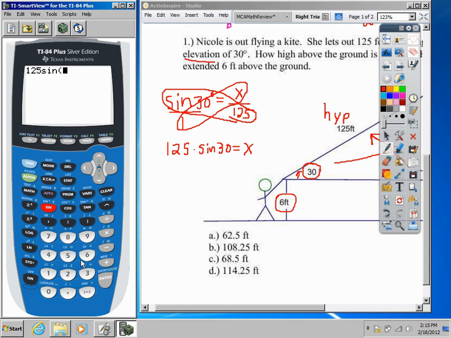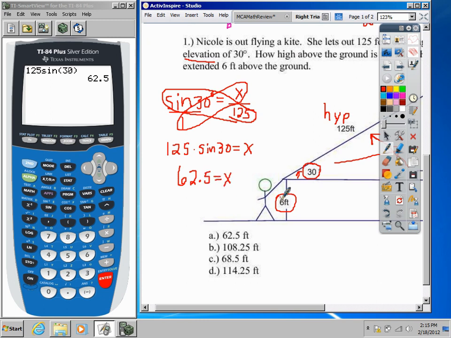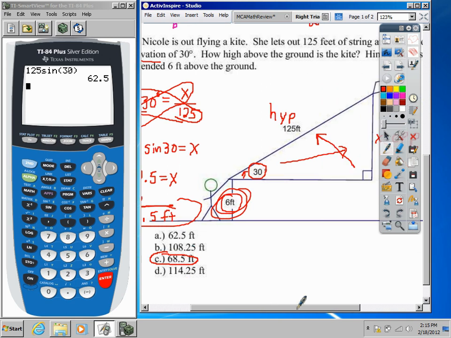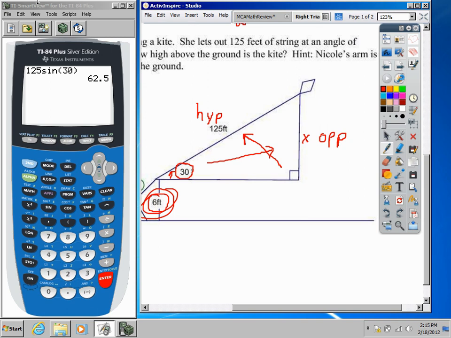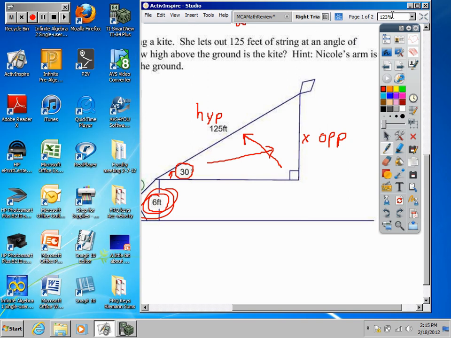And we hit enter. So it's in degree mode. Now all I do is I type in 125, and then the sine key is right here, sine of 30. And I type that in, and I get my X value to be 62.5. Now remember, the person was 6 feet tall, so we have to add 6 feet to that to get 68.5 feet as the total distance.